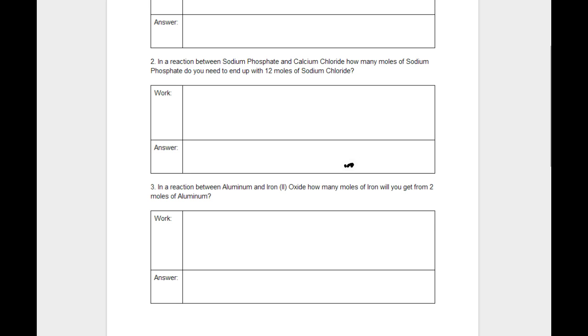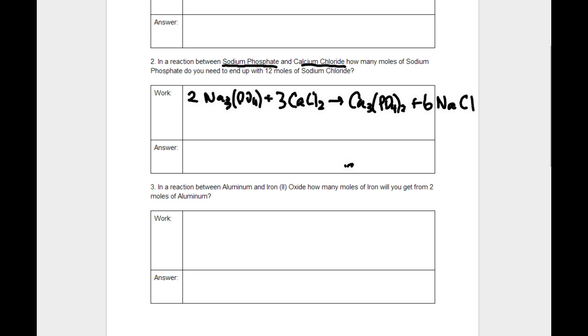So this is going to be our second question. In a reaction between sodium phosphate and calcium chloride, how many moles of sodium phosphate do you need to end up with 12 moles of sodium chloride? So the reaction that we're worried about is sodium phosphate and calcium chloride. So let's write out a balanced reaction for it. So this would be our balanced reaction between sodium phosphate and calcium chloride. Once again, these coefficients that are there, this is what the mole-to-mole ratio would be.